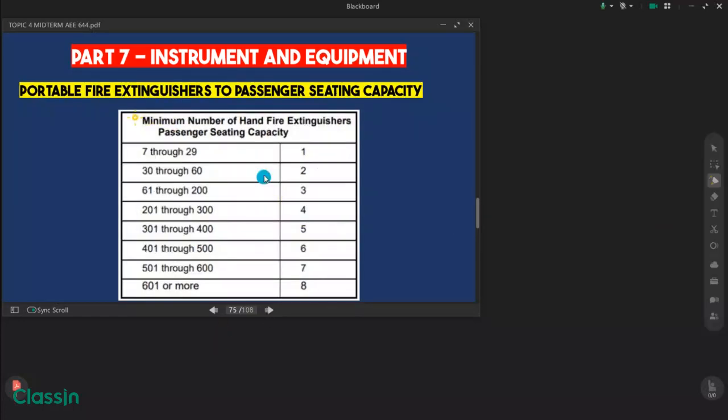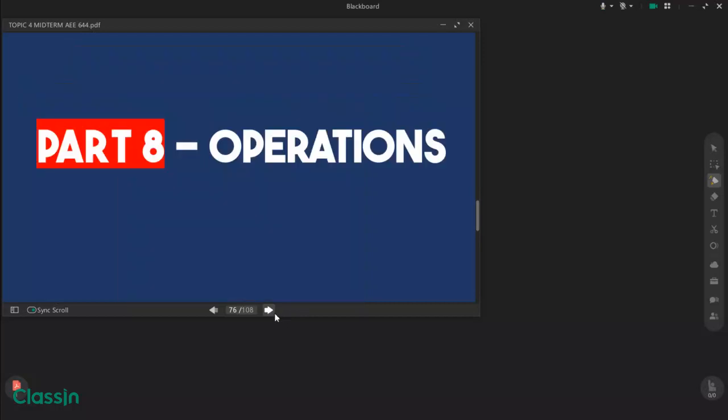So portable fire extinguishers to passenger seating capacity. So ito yan. So 7 to 29, 1. So ito yung dami niyan. So basahin na lang yan. So yun lang naman yun. Okay? Next, part 8, we have the operations.